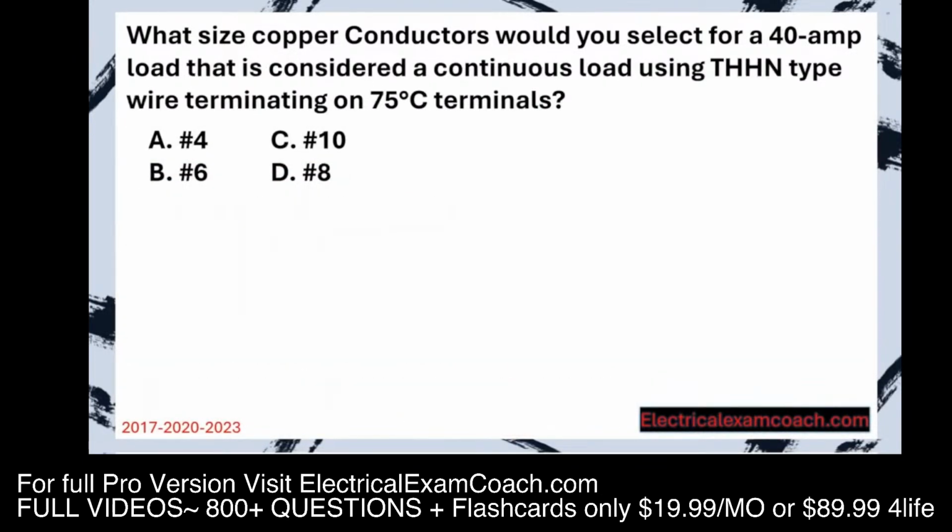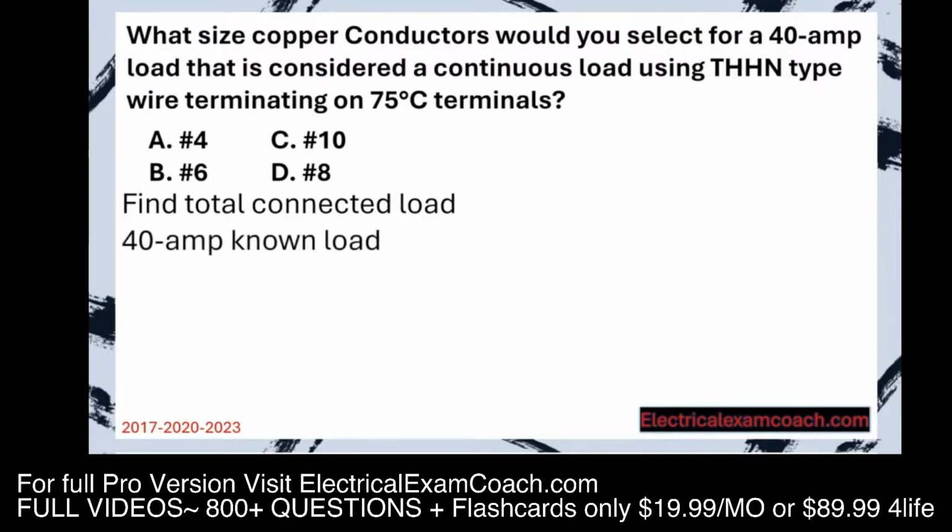What size copper conductors would you select for a 40 amp load that's considered a continuous load using THHN type wire terminating on 75-degree C terminals? Step 1, find the total connected load. In this case, our starting known load is 40 amps.